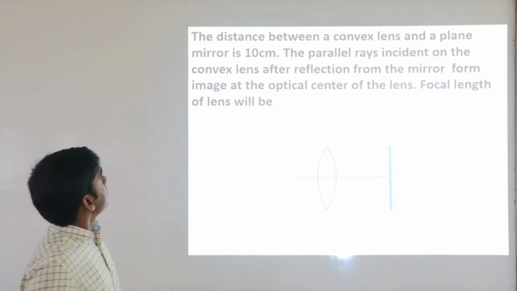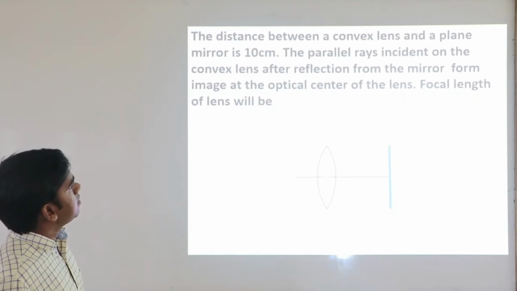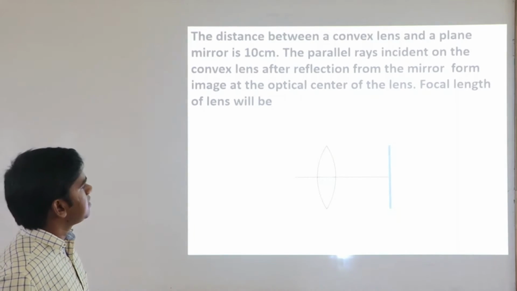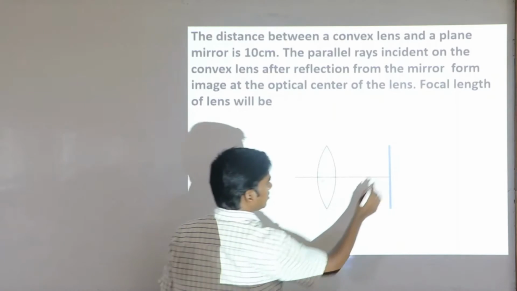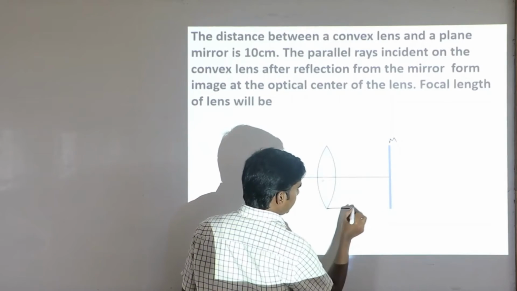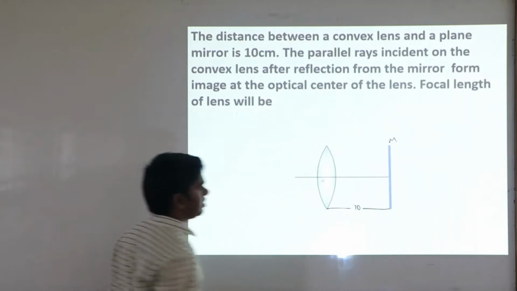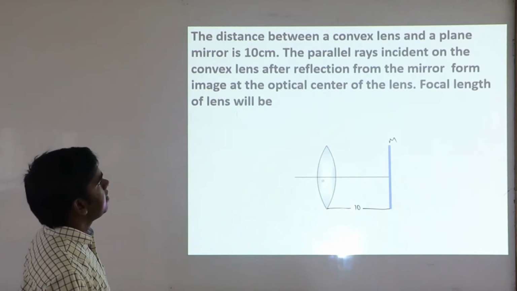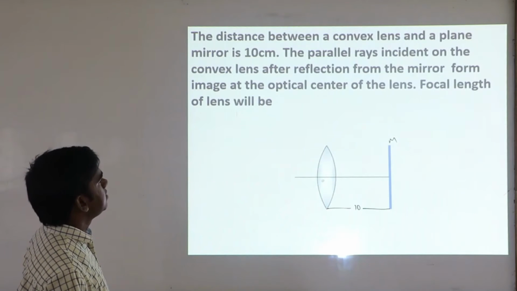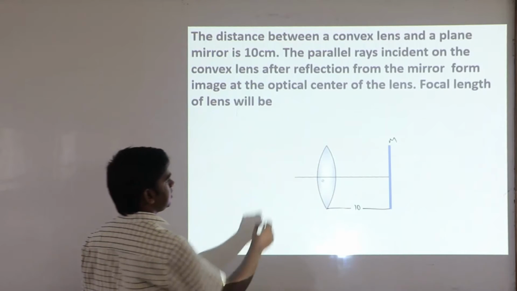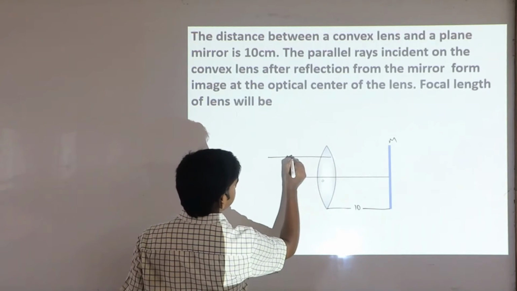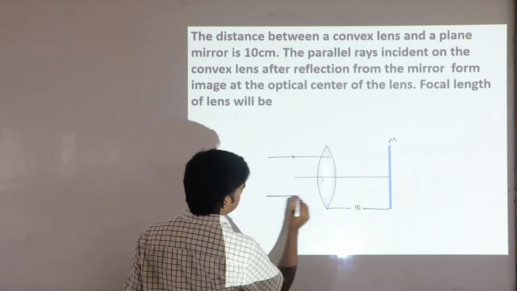So next question. The distance between a convex lens and a plane mirror is 10 centimeter. They are given this, this is the mirror. The distance between these two is 10 centimeter. Parallel rays are incident on the convex lens. Take this as parallel rays.